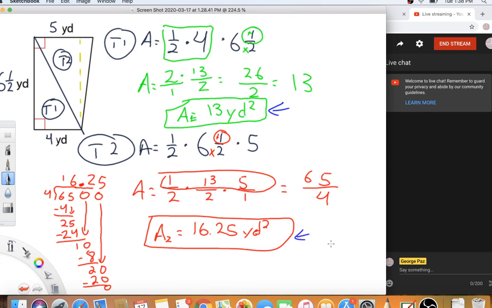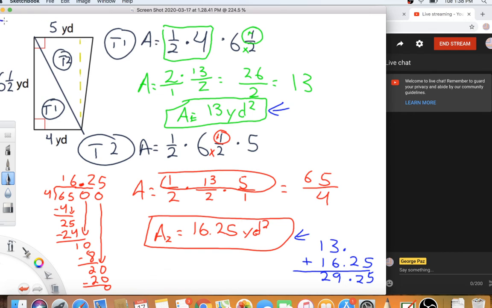So 13 plus 16.25. And look how I lined up my decimals. Every whole number that has no decimals basically has a decimal point right here at the end. That's how I know how to line them up. When I add this, having the zeros there, I get 29.25.